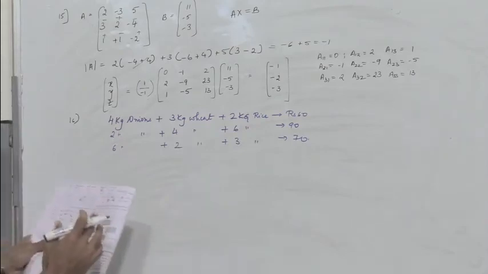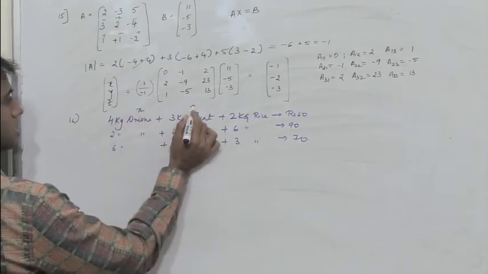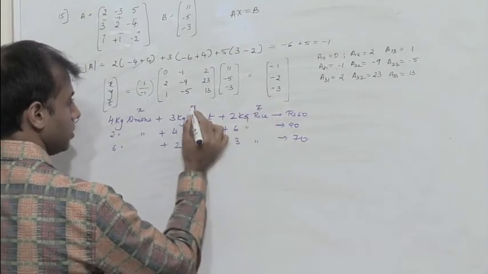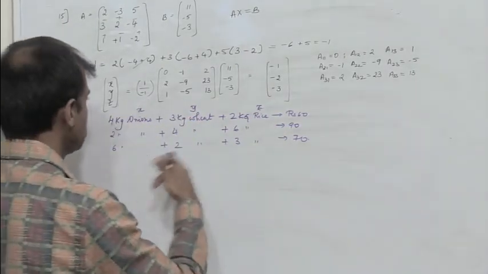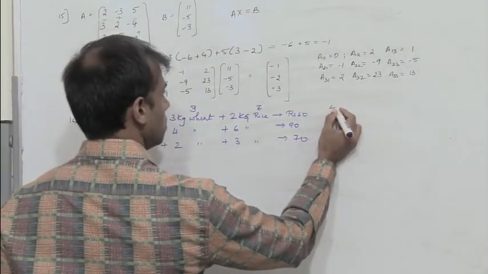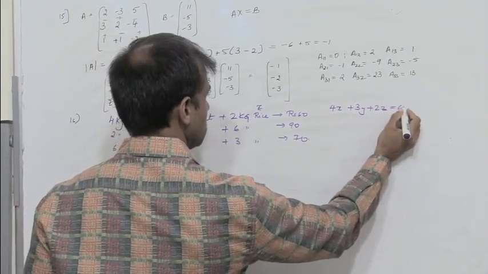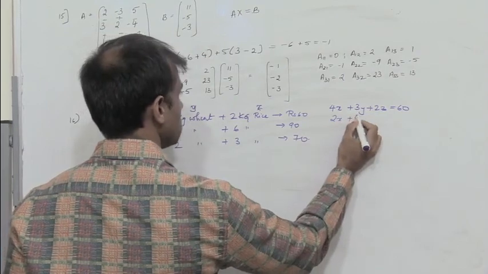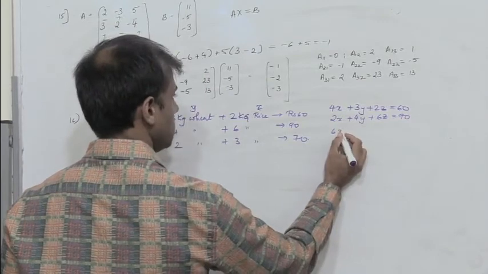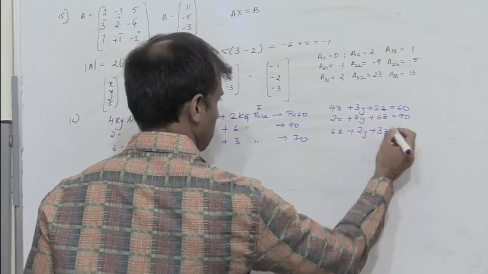This can be written in the form of a matrix. Let onions be x, wheat be given a variable y and rice be given a variable z. We can write the coefficients of onions, wheat and rice as 4x plus 3y plus 2z equals 60, and then we have 2x plus 4y plus 6z equals 90, and then we have 6x plus 2y plus 3z equals 70.